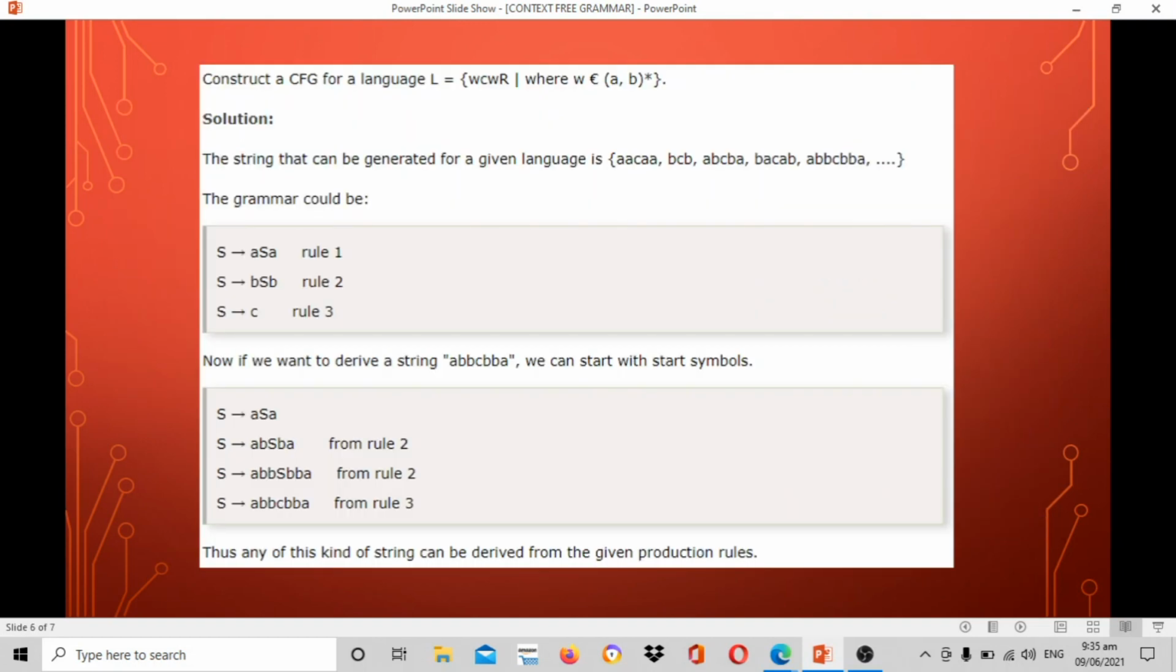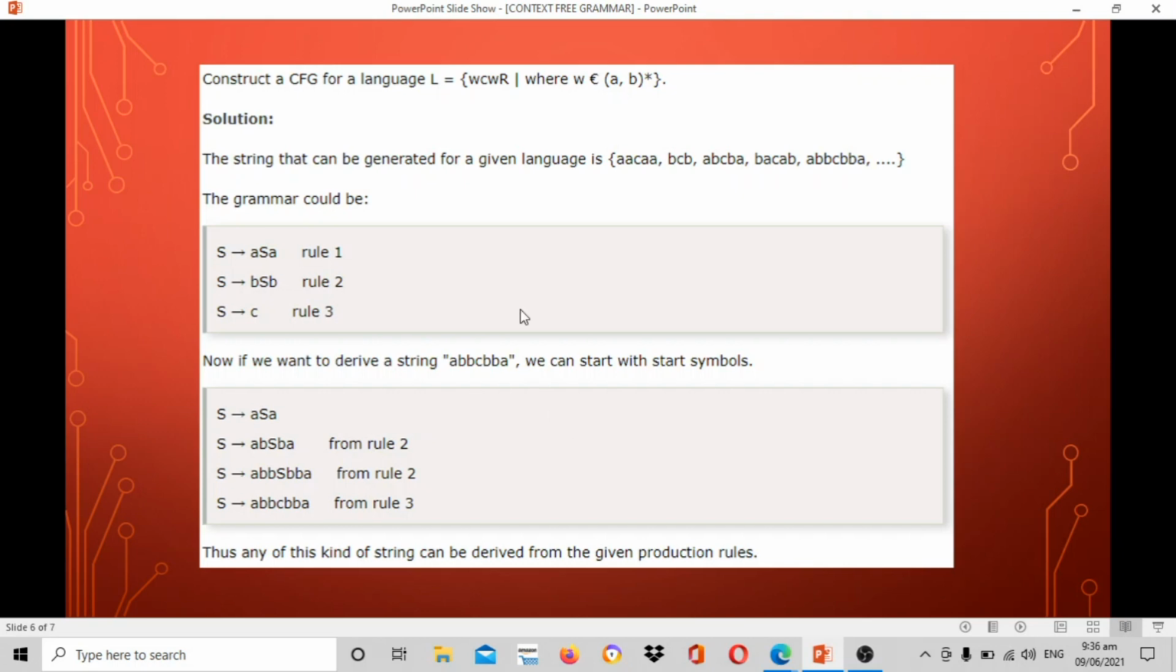Again, example number 2. Construct a CFG for a language L equals w c w reversed, where w is in sigma, a b star. Now, the strings that can be generated for the given language are aacaa, bcb, abcba, abacaba, abbcbba.